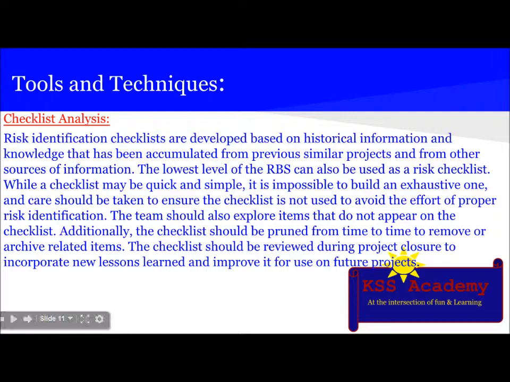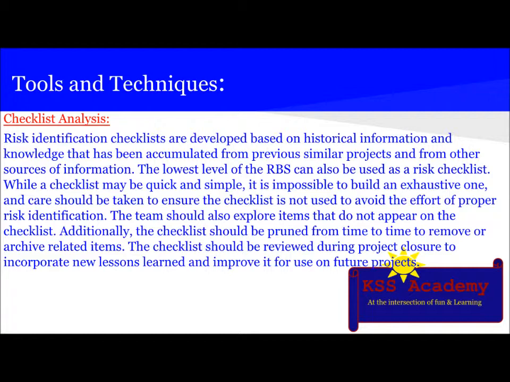The next tool and technique used is checklist analysis. Risk identification checklists are developed based on the historical information and knowledge that has been accumulated from previous similar projects and from other sources of information. The lowest level of the risk breakdown structure can also be used as a risk checklist. While a checklist may be quick and simple, it is impossible to build an exhaustive one, and care should be taken to ensure the checklist is not used to avoid the effort of proper risk identification.